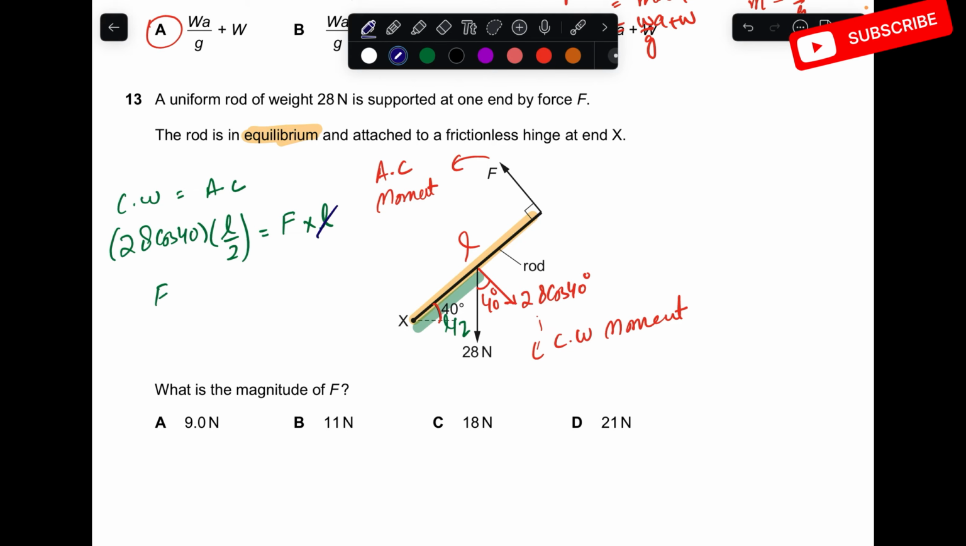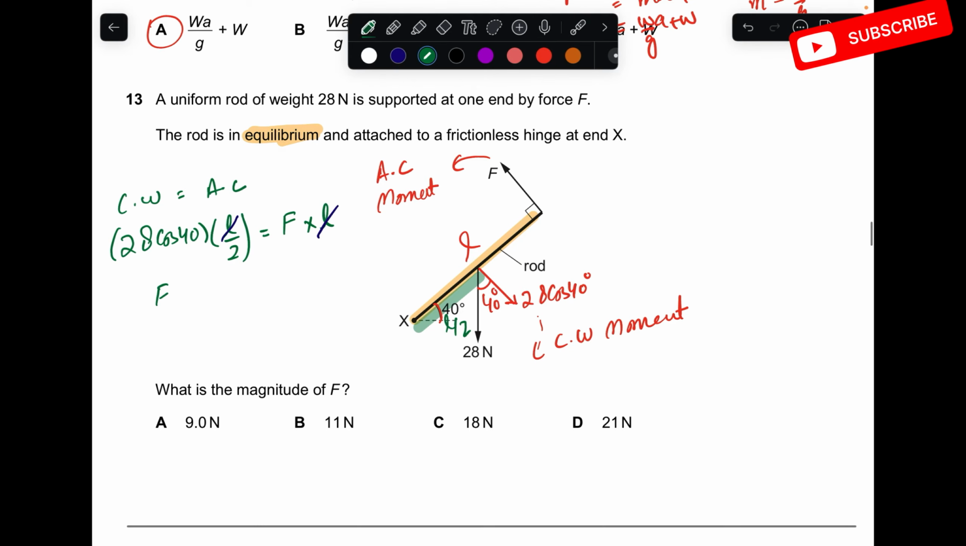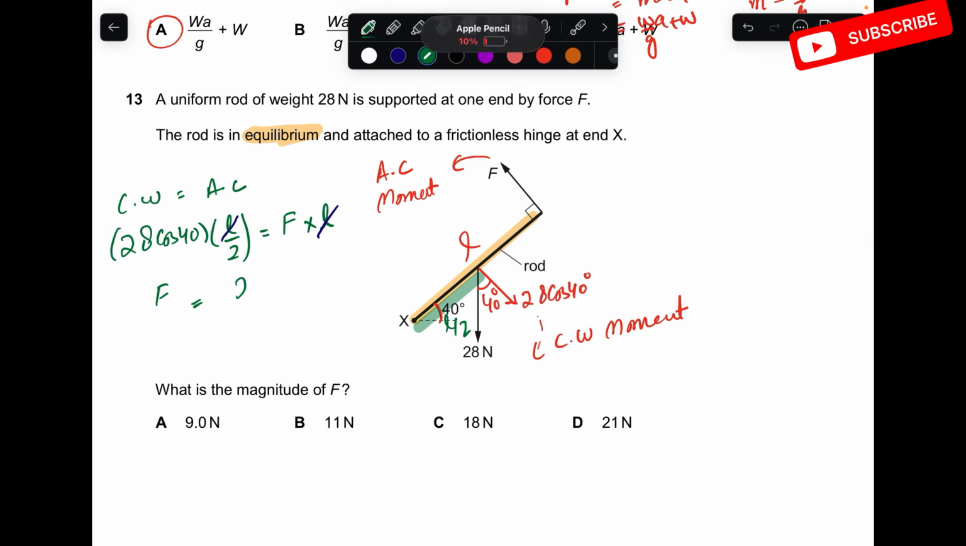This L will cancel out with L. So F is equal to 28 cos 40 divided by 2. Solving this, you will get 10.72, that is nearly 11. Option B.